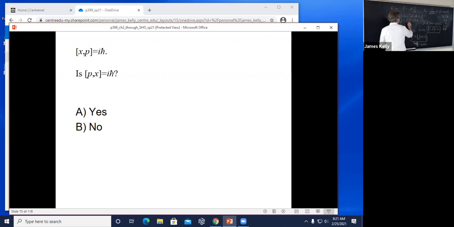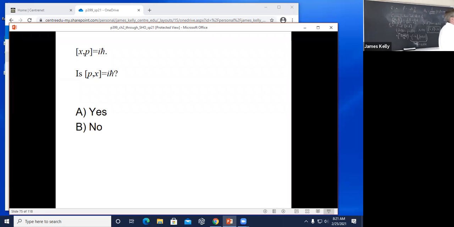is B hat A hat minus A hat B hat. And notice that's the exact negative of what this one is. So when you switch the orders, you get a minus sign. The commutator between A and B is the negative of the commutator between B and A. So the correct answer here would be minus iħ for that second commutator.